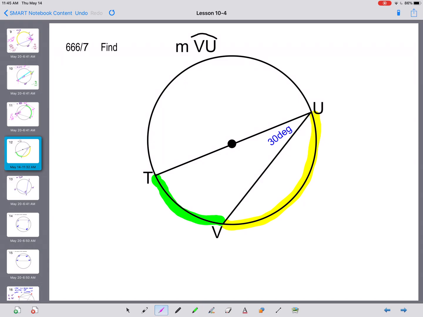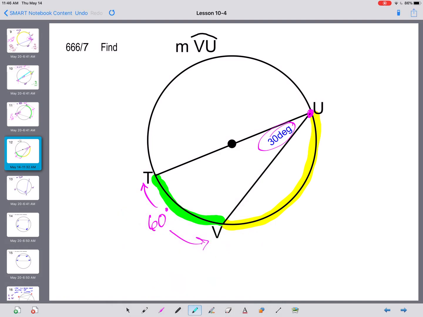Okay, well, look at that. That's an inscribed angle. Hey, an inscribed angle is half of the arc that it opens up to. So, hey, that's got to be 60 degrees right there. How can we get the yellow one now? How can we get the yellow one?